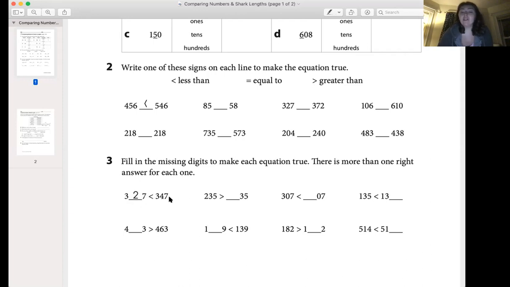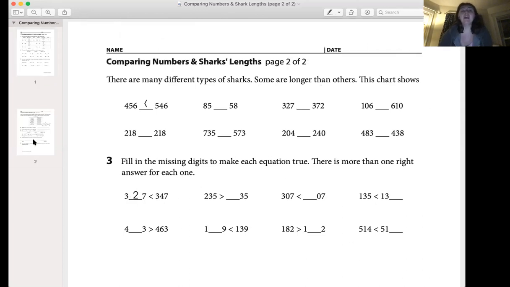So remember, the alligator is going to eat the bigger number. So this one has to be bigger than the choice. And so this person chose to put a 2 in here because they know that 2, if they look at the tens place, 2 is less than 4, which made this equation true. They could have also put a 3 here, or a 1, or a 0, and all of those would have been correct. So that's what you're going to do for the rest of these.